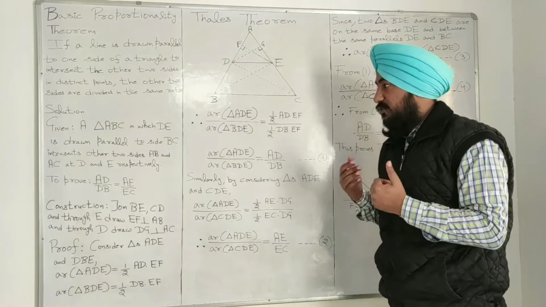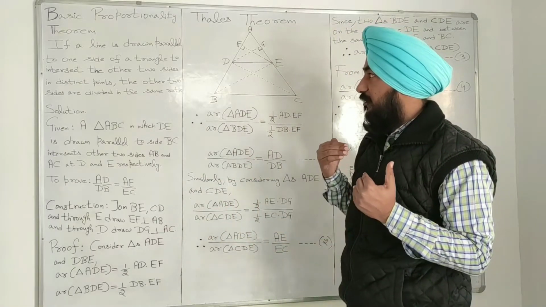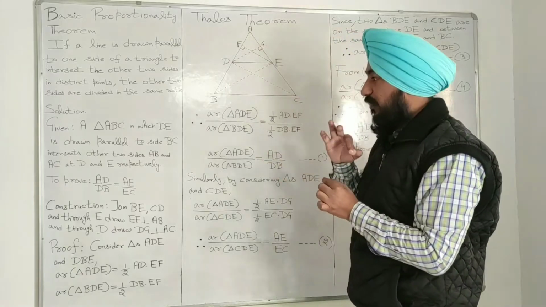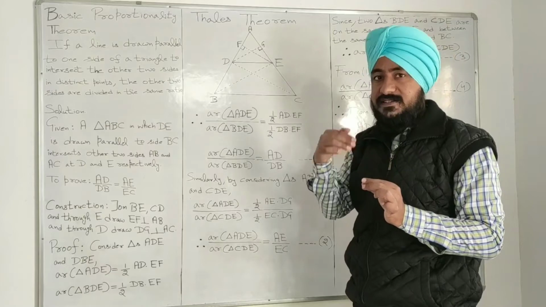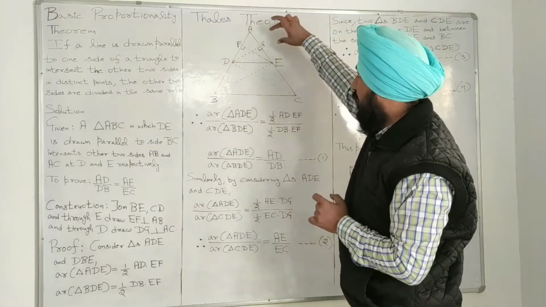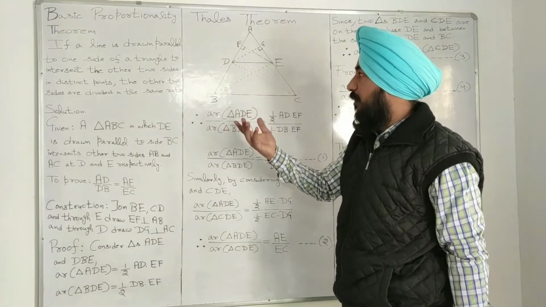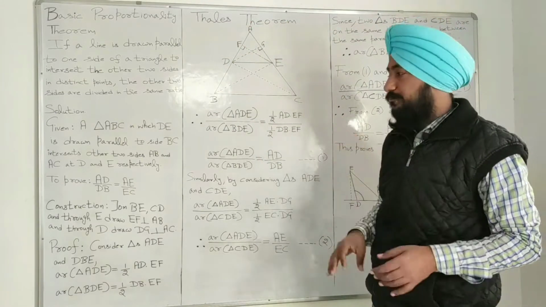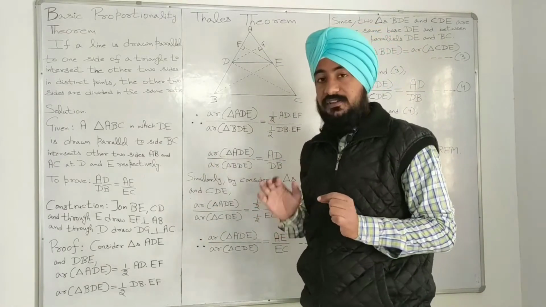Now what do we want to prove in this question? The to-prove part is that the other two sides are divided in the same ratio. The other two sides are AB and AC. What does it mean to be in the same ratio? It means AD upon DB is equal to AE upon EC. So this is what we want to prove in this theorem.